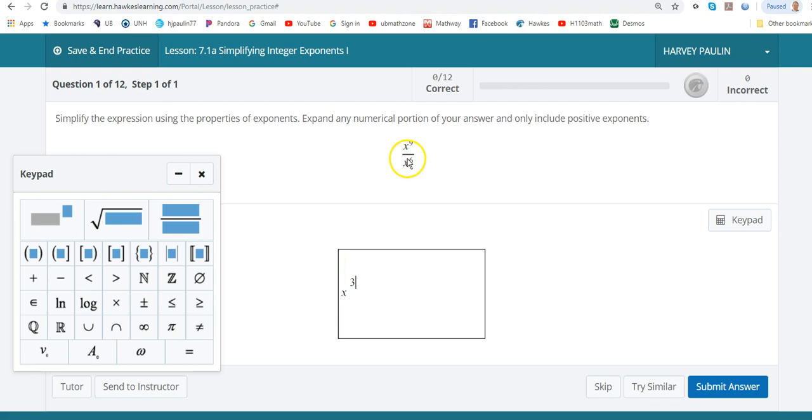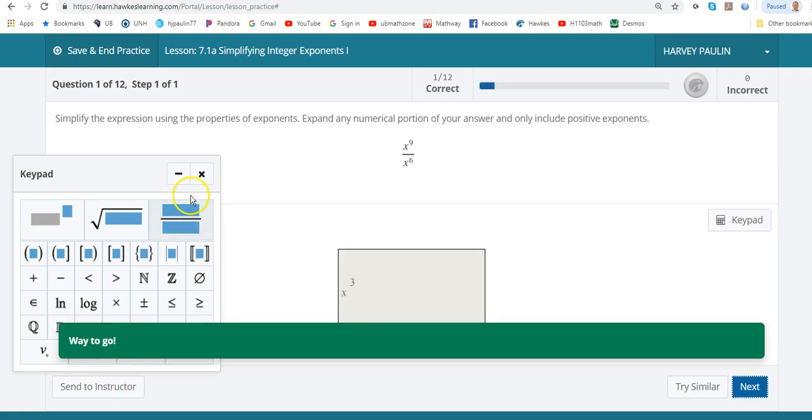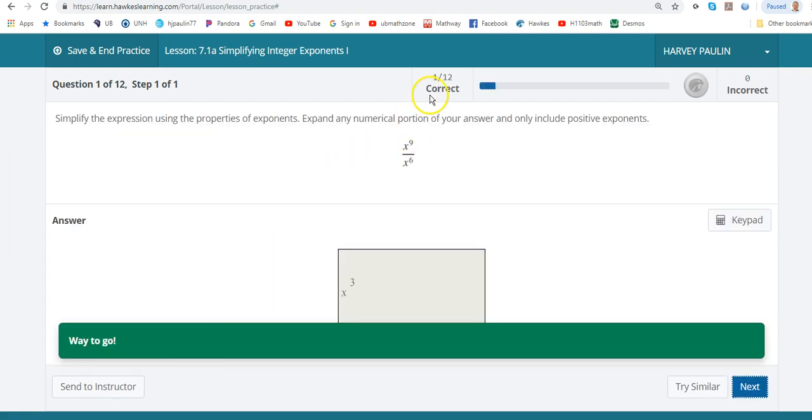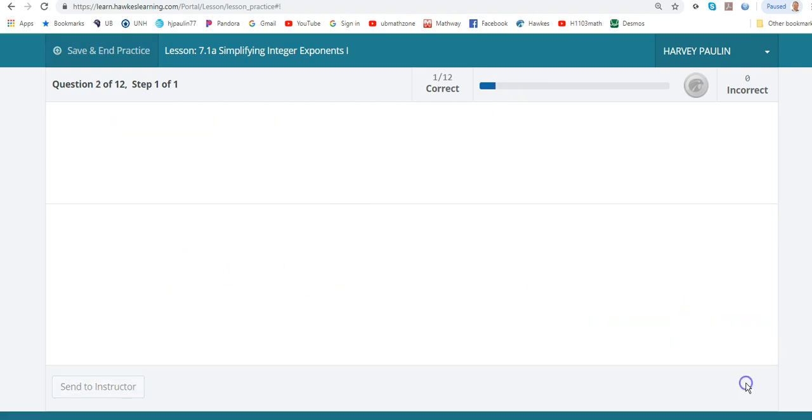Again, the rule is when you subtract exponents or divide exponents, you use subtraction. You take the smaller one, move it across the division bar, the sign of the exponent changes from positive to negative. 9 minus 6 is 3. And then we submit the answer. And you'll notice the bar up here starts to fill in. And we got that one right. All right, we click Next.